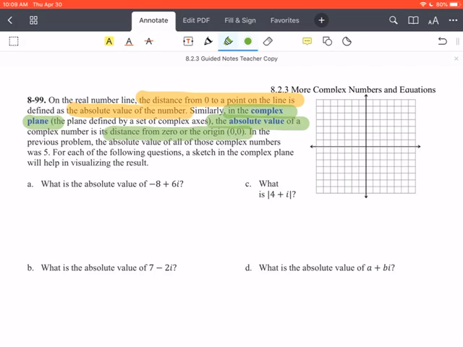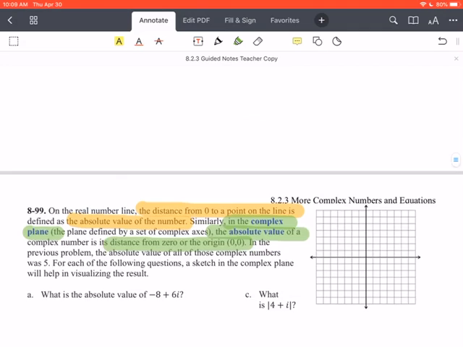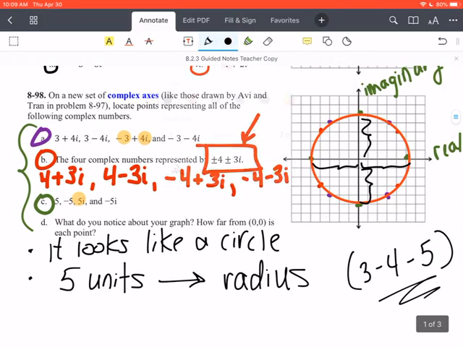So in order to measure absolute value of complex numbers, we have to use a two-dimensional system, which is the XY axes. In the previous problem, the absolute value of all the complex numbers was 5, because if we go back to our picture, what is the absolute value going to be? It's going to be the distance from the origin to each point on the circle. The length of all those blue lines that I just drew in is 5.